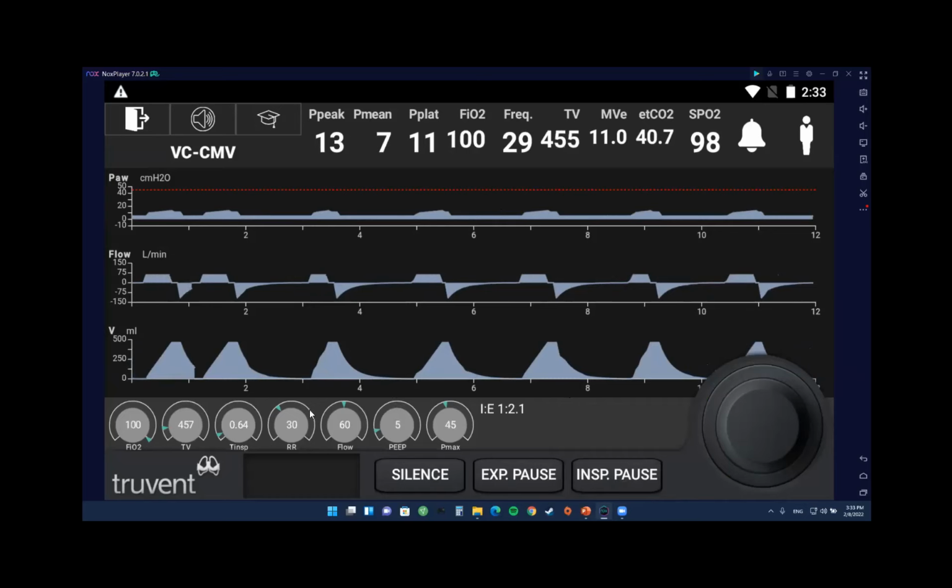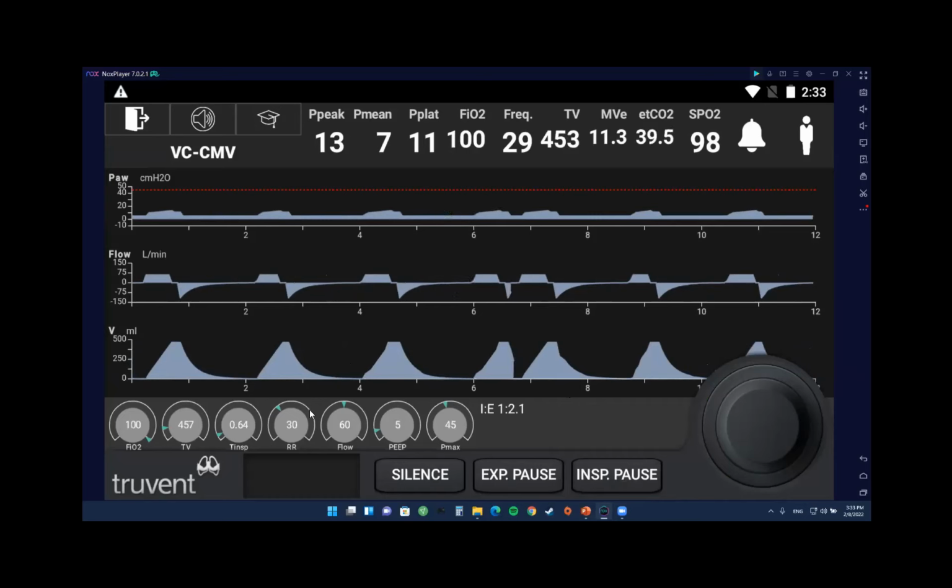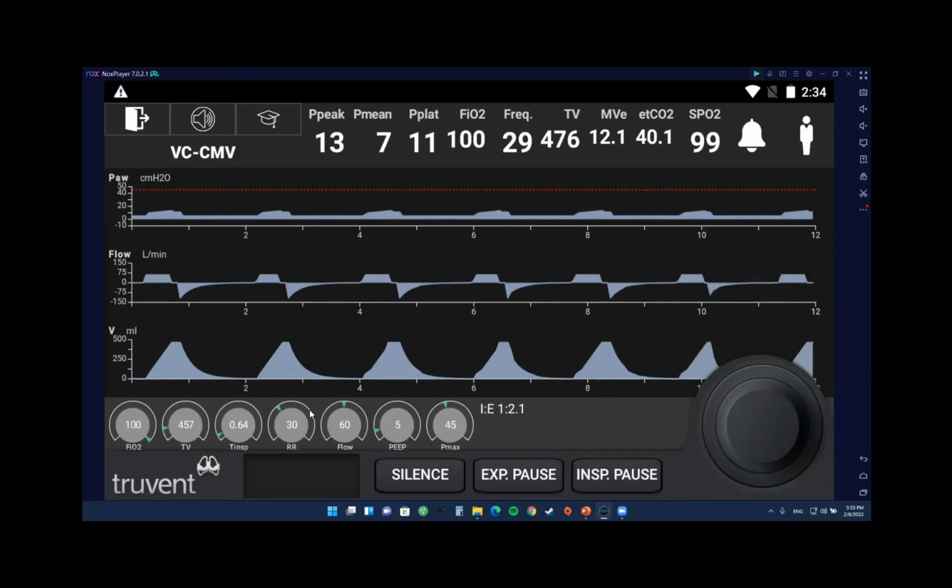Okay. Any other changes you would like to do to the vent? We took care of the CO2. The last question I would have is, do you want to leave the FiO2 at 100? Does the patient need that? What do you want to do? Lower it and then watch the SpO2.